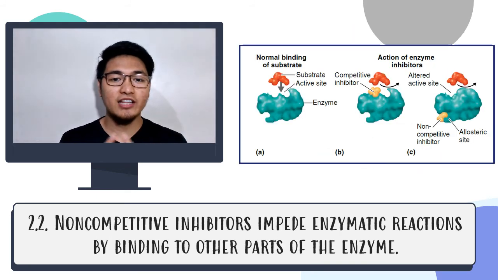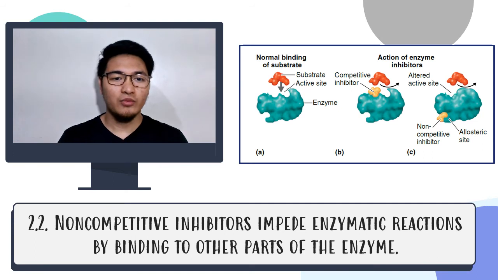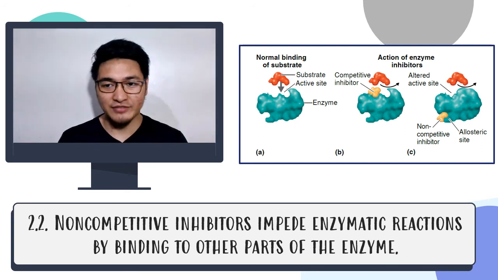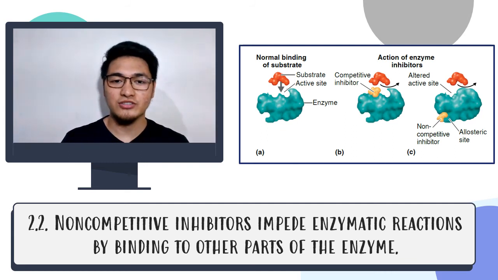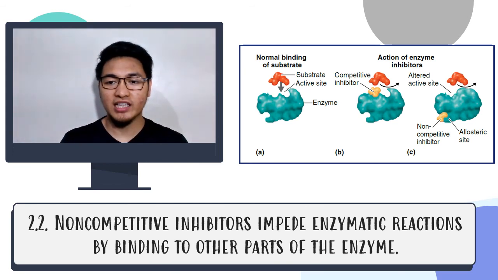And next, we have non-competitive inhibitors. Non-competitive inhibitors do not attack the active site. What they attack is the allosteric site. What is an allosteric site? Well, essentially, an allosteric site is a part of the enzyme other than the active site. Basically, that is its definition. It is a site on the enzyme other than the active site. So, it attacks the allosteric site instead of the active site.